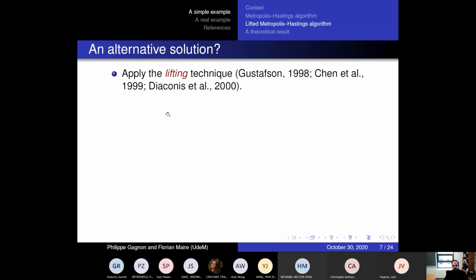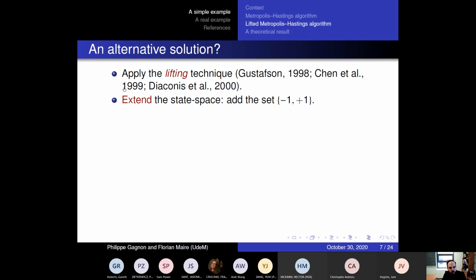So what do we want to do? We want to still sample from pi, but we want to avoid this random walk behavior. We'll apply a technique called lifting. It was introduced quite a while ago, as you can see, but it is only recently that we realized that it could actually be useful in practice.